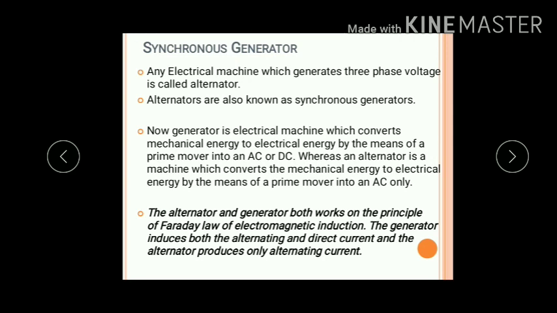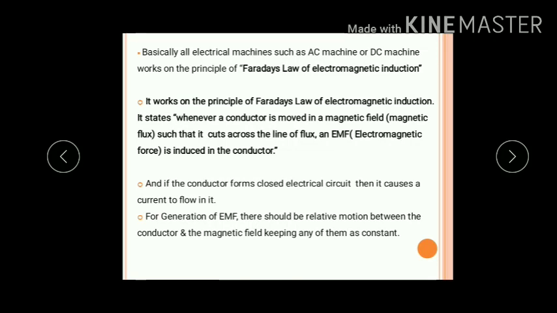Now, both the generator and the alternator work on the principle of electromagnetic induction. So, in order to understand the phenomenon or the principle behind it, Faraday's law of electromagnetic induction, we need to know what it states. Whenever a conductor is moved in a magnetic field such that it cuts across the lines of flux, an EMF is induced in the conductor.